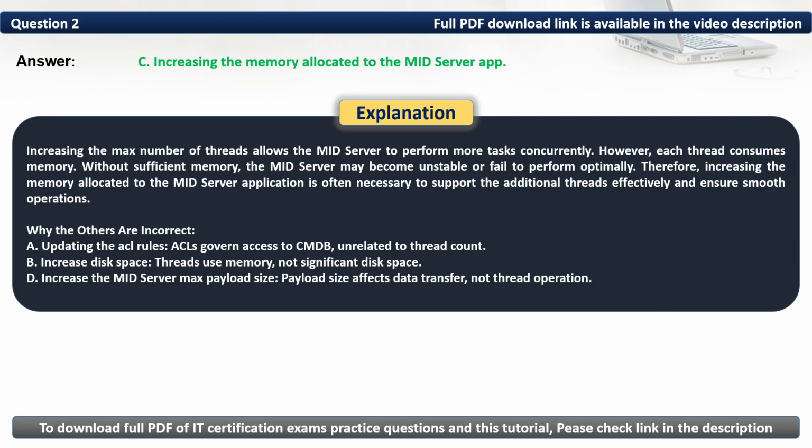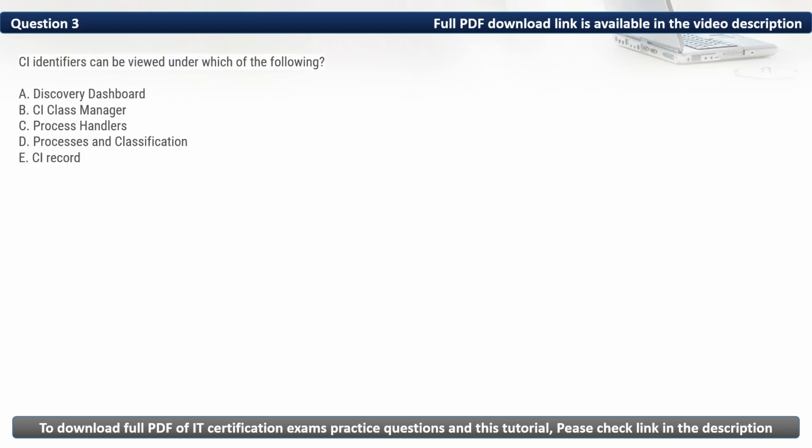Increasing the max number of threads allows the MID server to perform more tasks concurrently. However, each thread consumes memory. Without sufficient memory, the MID server may become unstable or fail to perform optimally. Therefore, increasing the memory allocated to the MID server application is often necessary to support the additional threads effectively and ensure smooth operations.